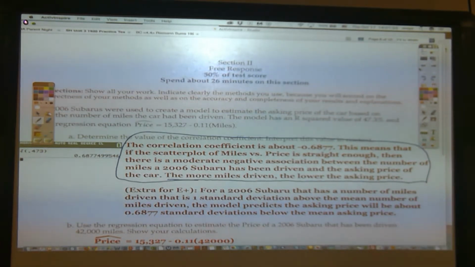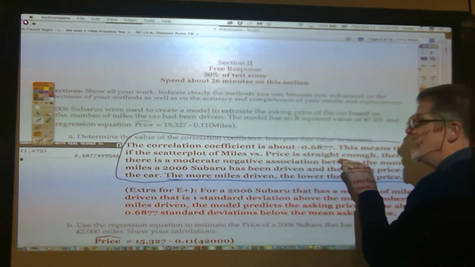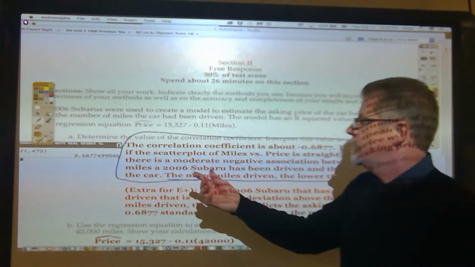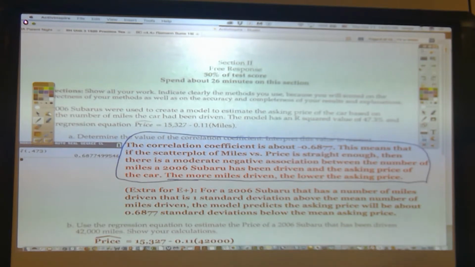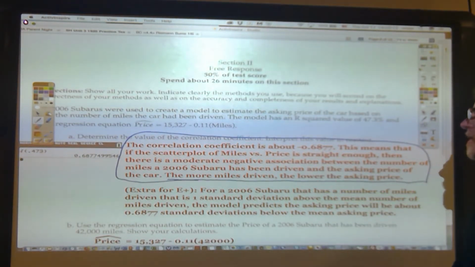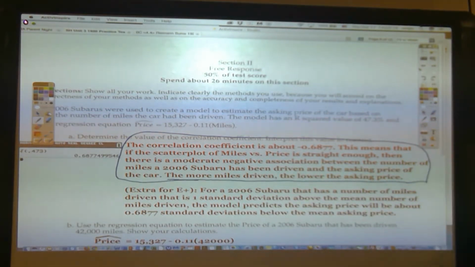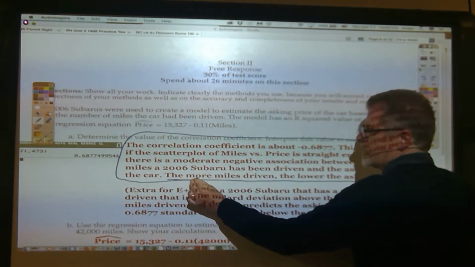So the correlation coefficient, I'm citing it. This means that if the scatter plot is, they didn't show us the scatter plot, so I have to make this conditional. If the scatter plot is straight enough, then what do we have here? We have moderate, kind of in the middle between 0 and 1, or between -1 and 0. So that's why I'm calling it moderate negative association between these two variables. And I'm just kind of summing it up. Essentially what this means is like saying it again, but in more condensed form.